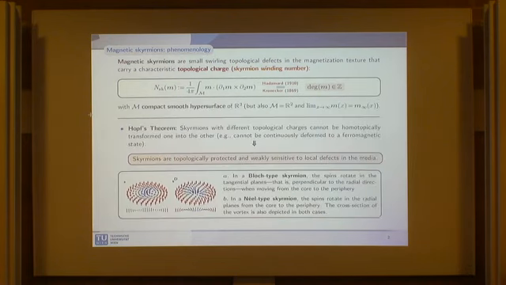This is what I was telling you before about topological protection, because magnetic skyrmions have a characteristic topological charge. And due to Hopf's theorem, skyrmions which have different topological charge cannot be continuously deformed one into the other. We will see many pictures later on, but these are the two typical magnetic skyrmions that appear in thin films: the Bloch type skyrmion and the Néel type skyrmion.